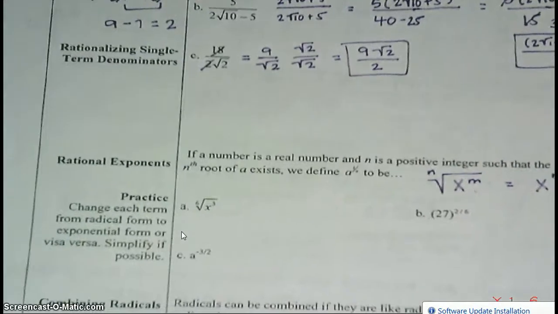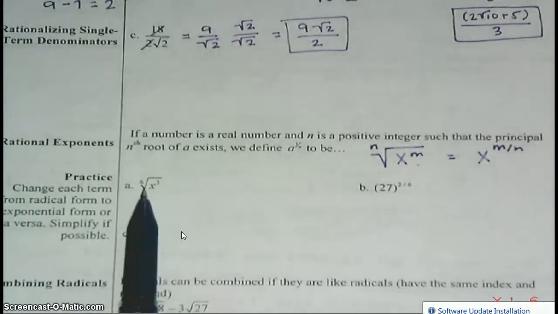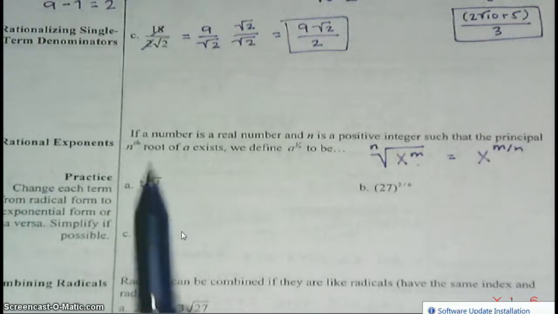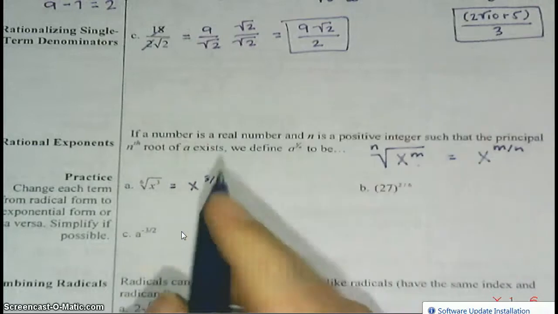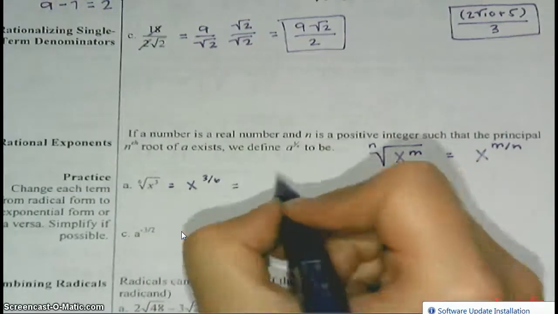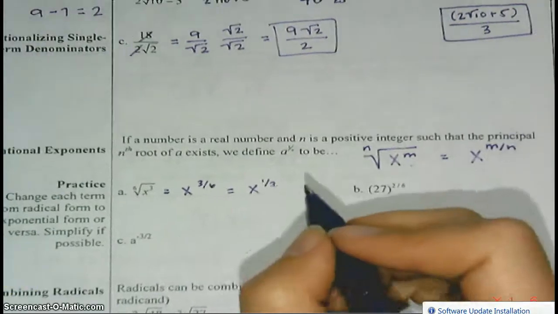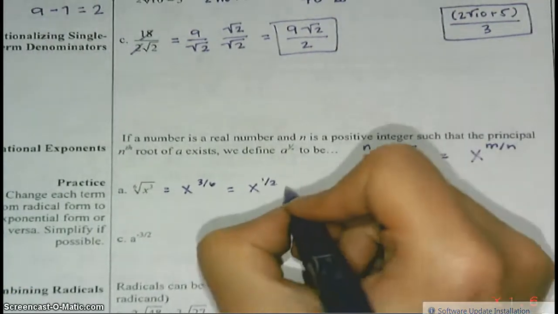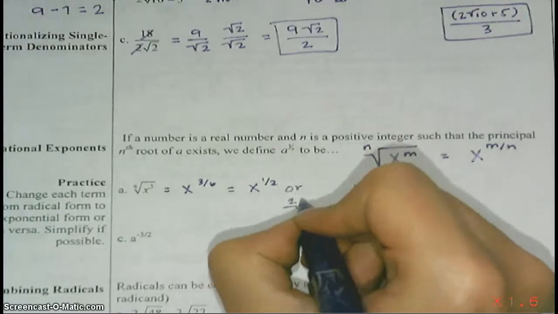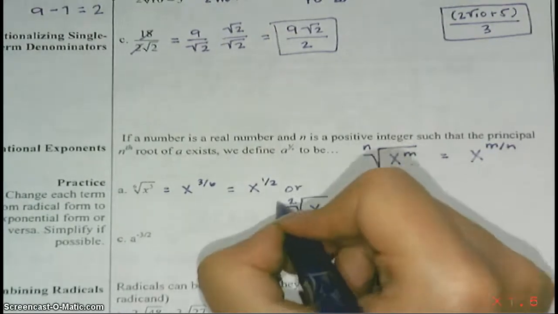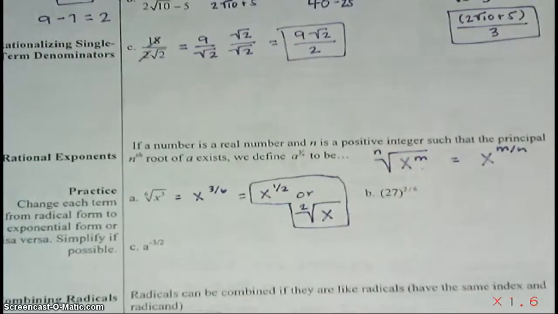For example, here my index is 6, the exponent is 3. You can rewrite it so that it's x to the 3 over 6, and then reduce it so that it is x to the 1/2. If you want to finish it out so that it's back in radical form, the 2 can come out as your index, and this would just be x to the 1st. And also, since it is the square root, you could just leave it without an index.